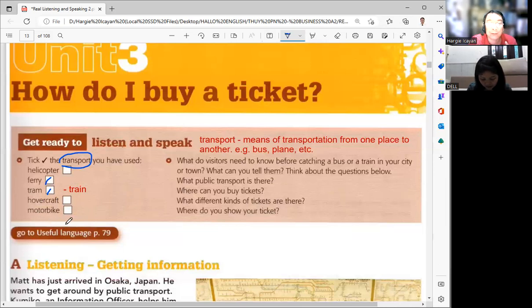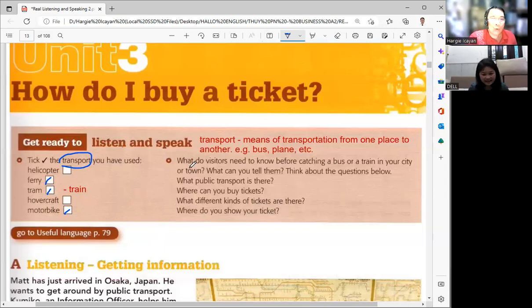Okay, what about a motorbike? Yes, of course, you were able to mention that one. So do you know how to drive a motorbike, right? I ride a motorbike every day. Okay, so that's it.